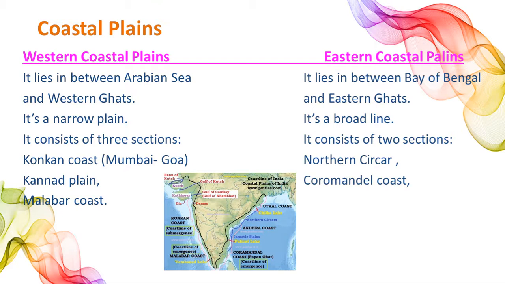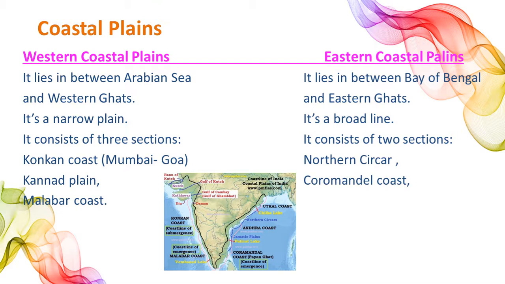The plain which lies in Karnataka is called Kannad plain. And the plain which lies south of Karnataka and at the coast of Kerala is called Malabar coast. Now let us know about eastern coastal plains.